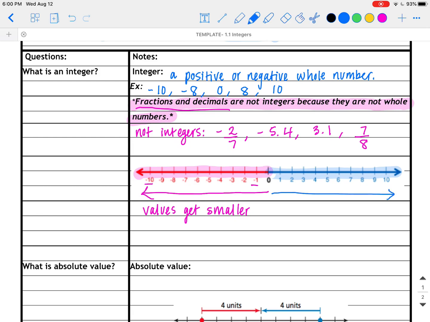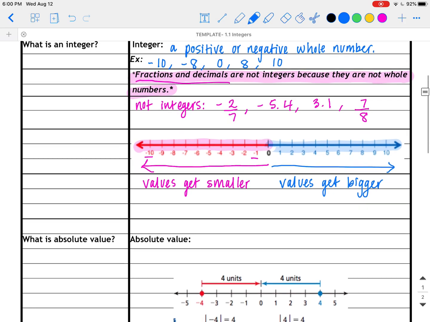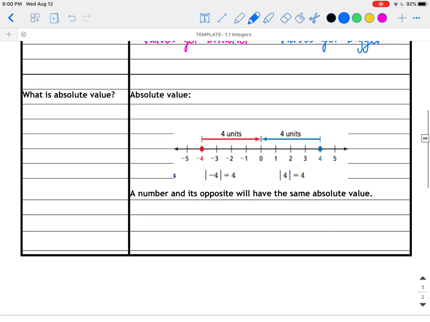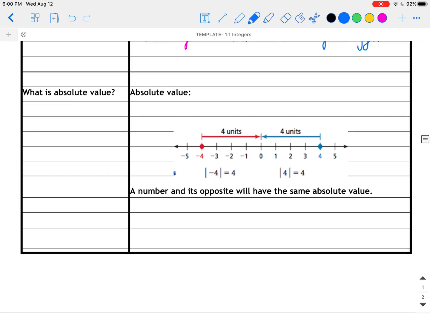Now let's talk about as values go right on the number line, the values get bigger. Like I said, sometimes it's good to apply some real life scenarios. If there's more bad things, more negative, it's actually worse, right? And if there's more good things, it's better. So sometimes it's easy to compare it to a real life example to help us remember, if that works for your brain. All right, so let's get moving and let's talk about absolute value.